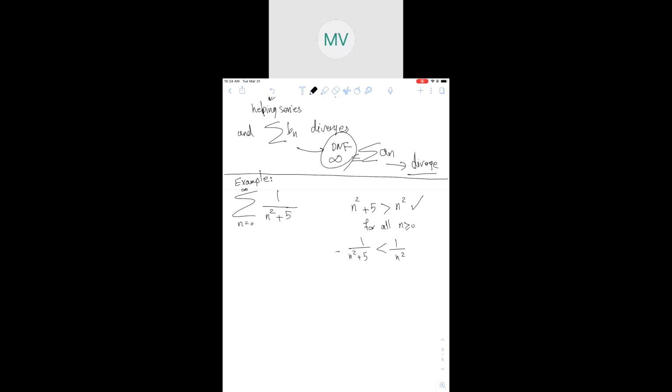And then take the sum on both sides. So you get the sum of 1 over n squared plus 5 is less than or equal to the sum of 1 over n squared. And let's start the series from 1 so we don't have to deal with dividing by 0. So 1 to infinity, 1 to infinity. Now that's the series that we are comparing the original series with. So we need to know the behavior of this one. What do we know about it? Does it converge or diverge? It converges. Why?